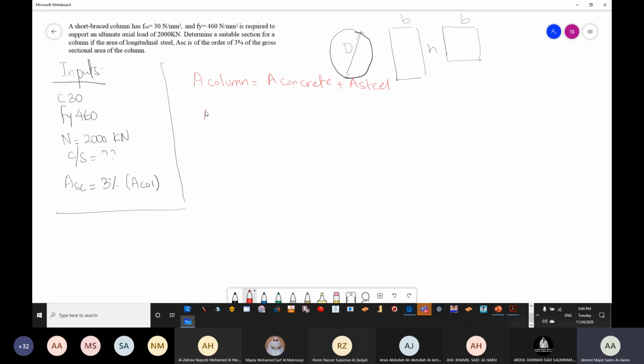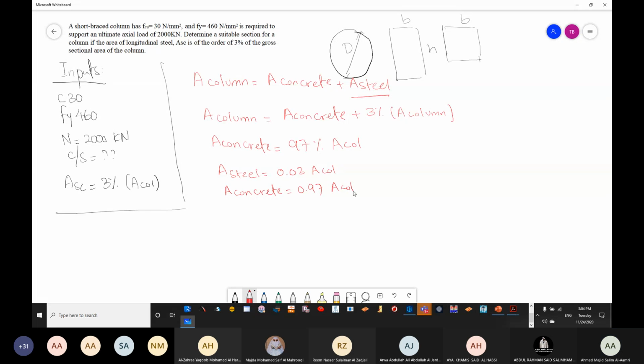Now, if the area of the column is equal to the area of concrete plus the area of steel, and you are telling me that the area of steel is 3% of the area of the column, can we compute the area of concrete now? If steel is 3%, then your concrete is how much? My concrete is 97% of the area of the column. So now I can conclude that the area of steel is equal to 0.03 times the area of the column, and the area of concrete is 0.97 times the area of the column. Do you agree?